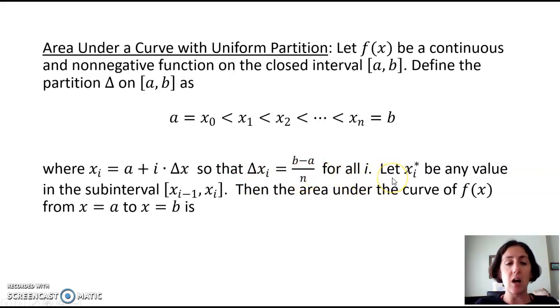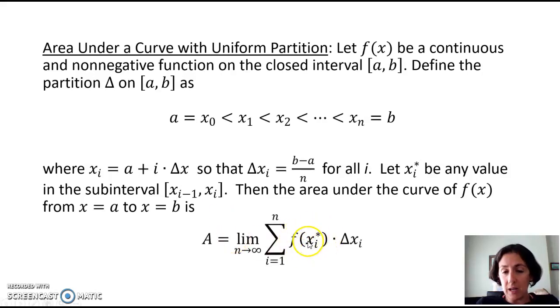And then x star is any value inside each of those subintervals that you'll plug into the function to get the height. And so then, these are the heights of all of our little rectangles and the widths of all of our rectangles, and we add them all up, right? Add all the sums of those rectangles up. As n approaches infinity, that would give us the actual area underneath that curve. So hang tight, we'll be back to do an example.